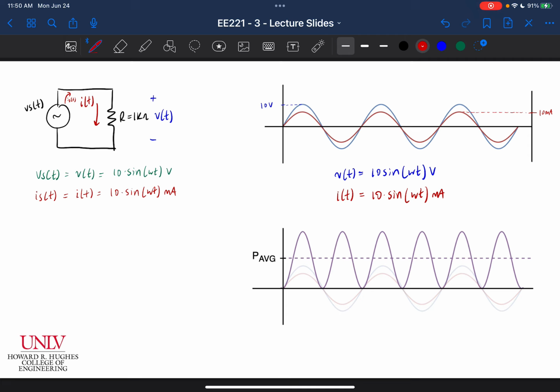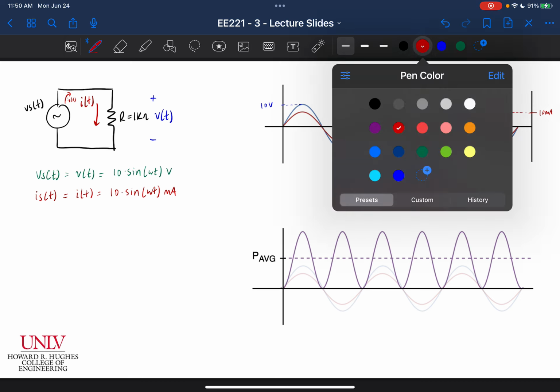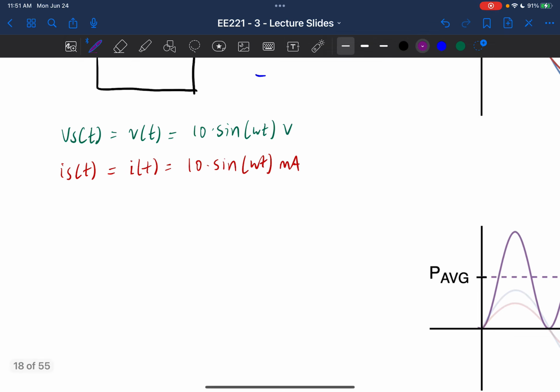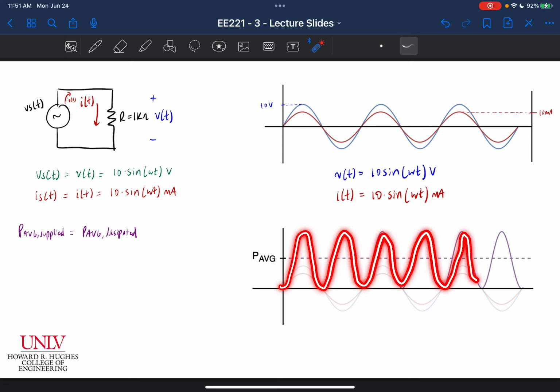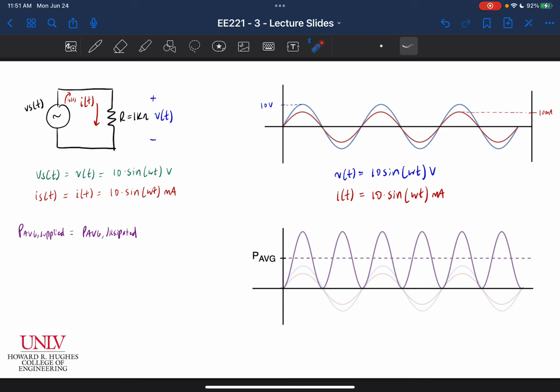So this should make sense, but I need to make the point that my average power supplied is equal to my P average dissipated in the resistor, right? And so if I were looking at this power waveform down here, this would be the power supplied by my source, which is the power dissipated by my resistor, okay? So they have the exact same waveform. As my supply is supplying energy, my resistor is dissipating it at the exact same rate, is basically what this is saying.